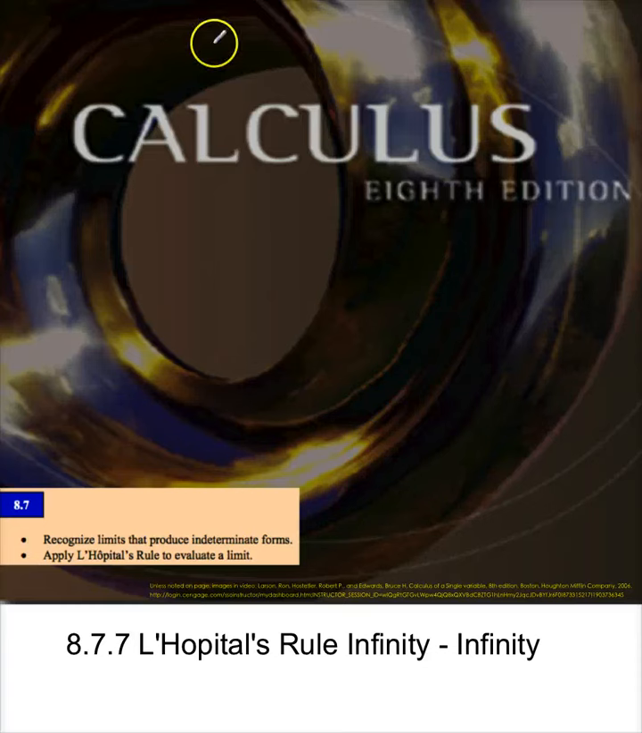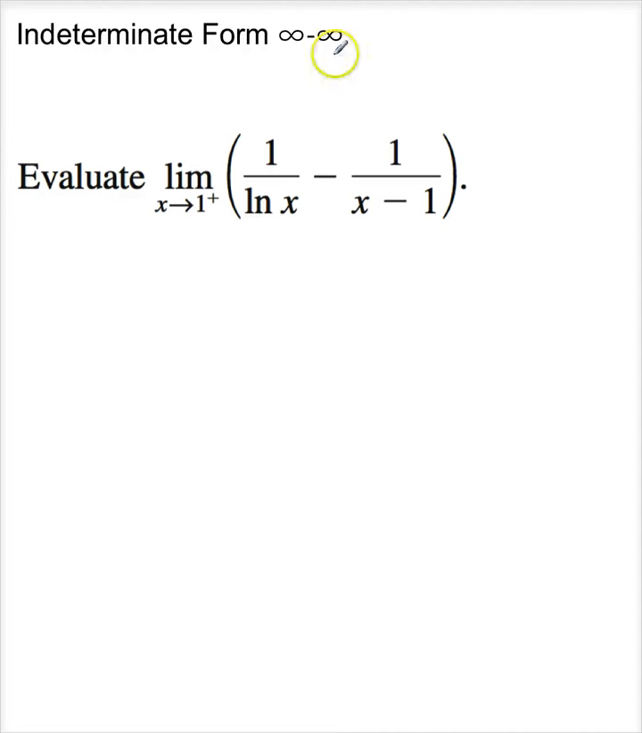Sometimes we get indeterminate forms that are infinity minus infinity. And when you do, remember, you're going to have to do some sort of manipulation. If I look at the limit as x approaches 1 from the right of this function, this is, of course, infinity minus infinity, and that's not very helpful. Remember, I need to get it in the form 0 over 0 or infinity over infinity.